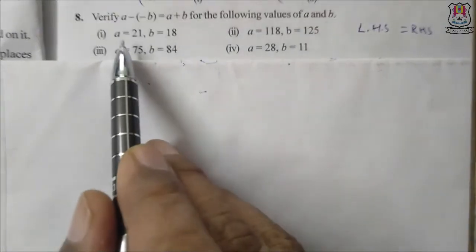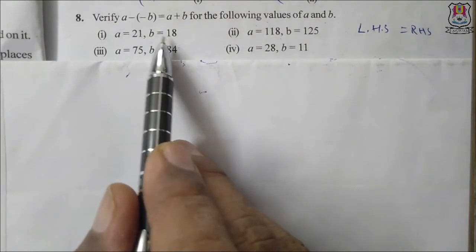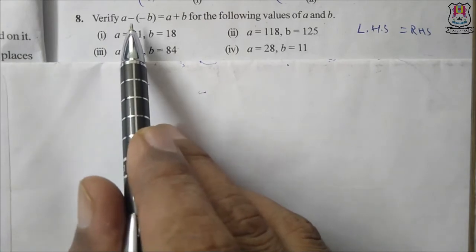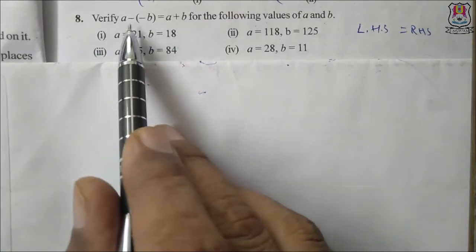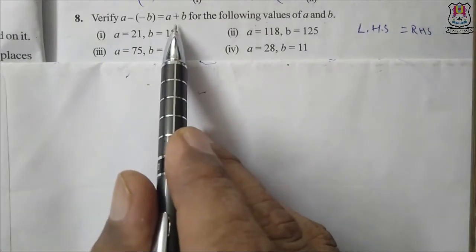So now we have solved this first one, as it is verified that a minus into bracket minus b is equal to a plus b. This one is the left hand side and this one is the right hand side.